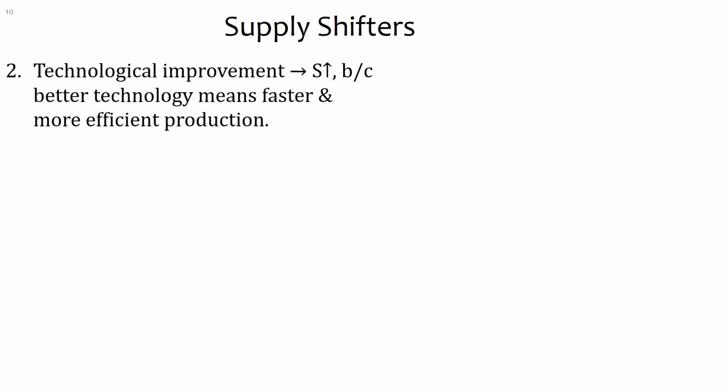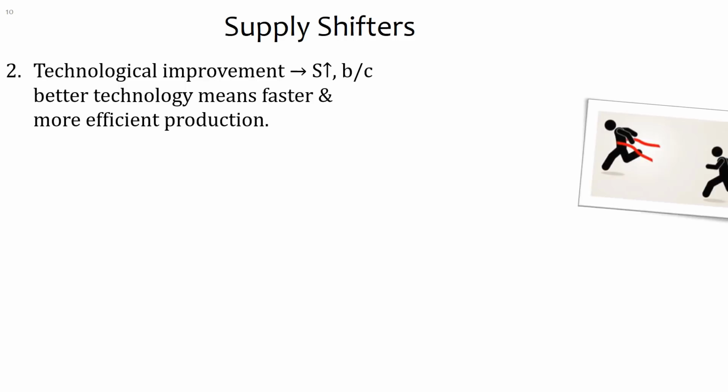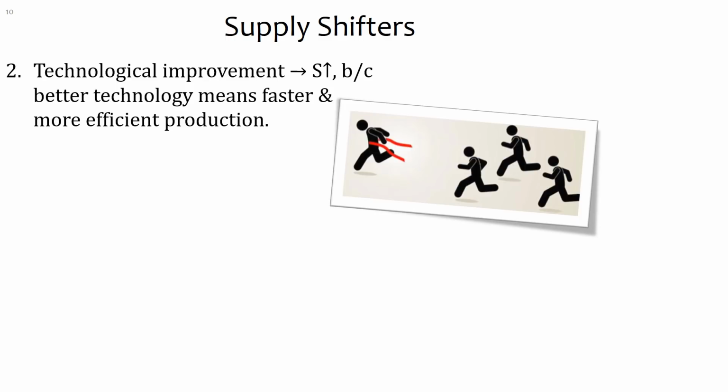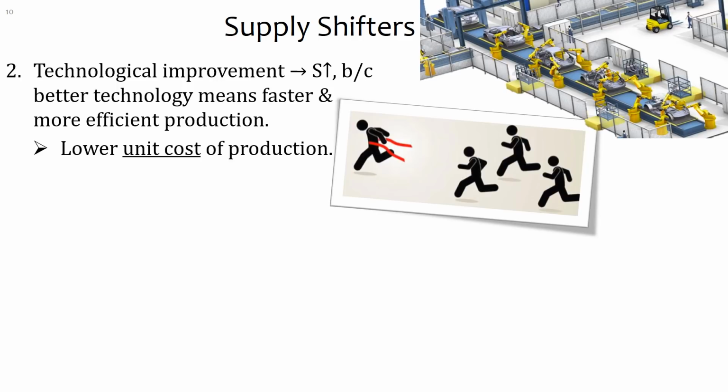Another supply shifter is technological improvement. And that's going to increase the supply because better technology means faster and more efficient production. Okay, so it's about the rate of production, which effectively lowers the unit cost of production. Unit cost means cost per unit, the total cost divided by the quantity produced. So if you have better technology, you can do things faster, and that effectively means saving on costs. So effectively, technology kind of reduces to the first shifter that we talked about.